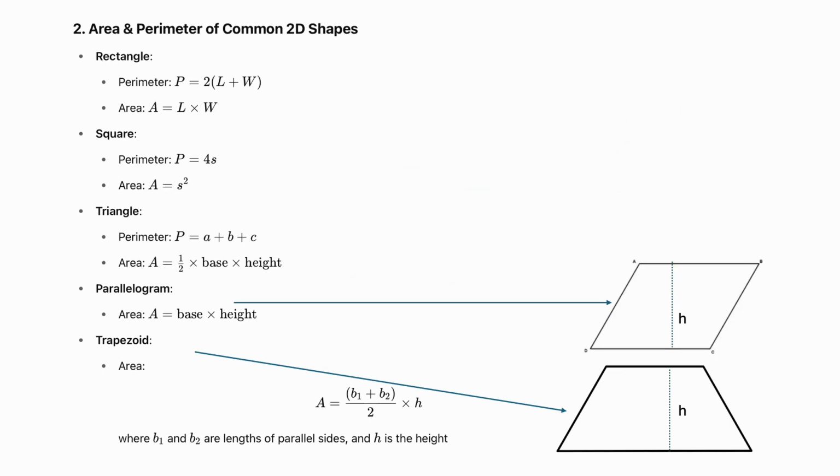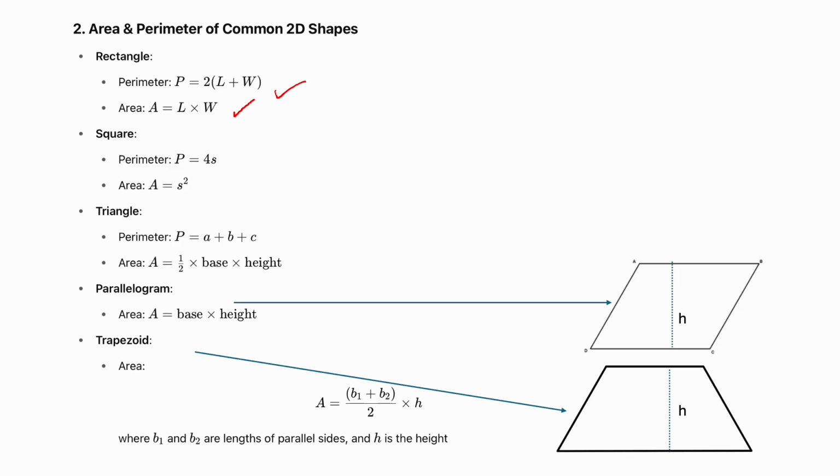Now, let us move on to area and perimeter of common 2D shapes, something that shows up a lot on the ACT. We start with the rectangle. You need the length and width to find both its perimeter as well as area. So, if you know the length and width, you can find the perimeter, which will be 2 times the sum of length and width, and area will be length times width.